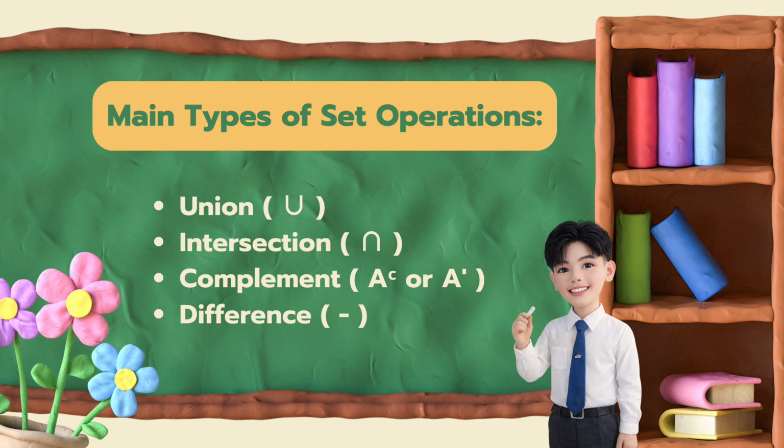Third, complement, written as A complement or A prime. This means the elements that are not in set A. And finally, difference, shown with a minus sign. Difference means the elements that are in one set but not in the other. These four operations form the foundation of set theory.